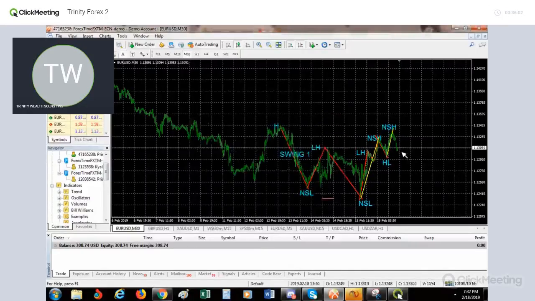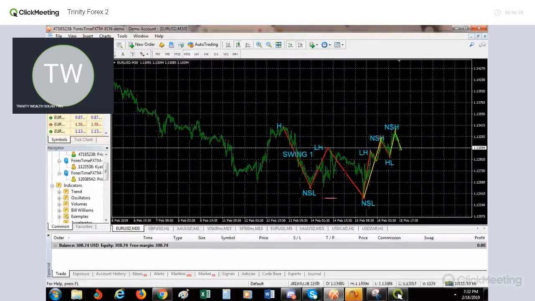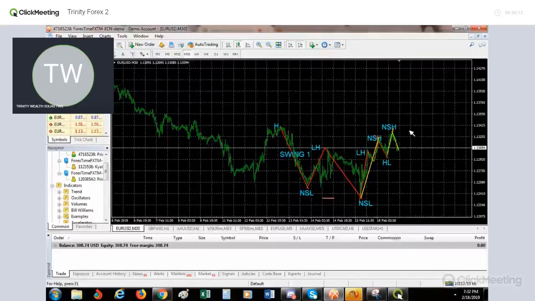We have a new structure high. Then from there we expect the market to retrace, form another higher low, then it continues and gives us another new structure high. So that is how we form expectations. Until the expectation fails or the structure is broken, you have to stick to your expectations.